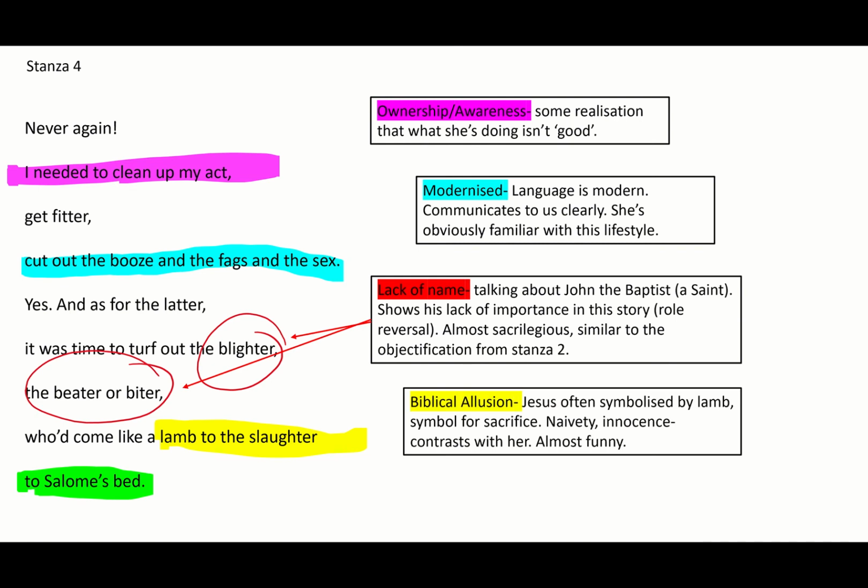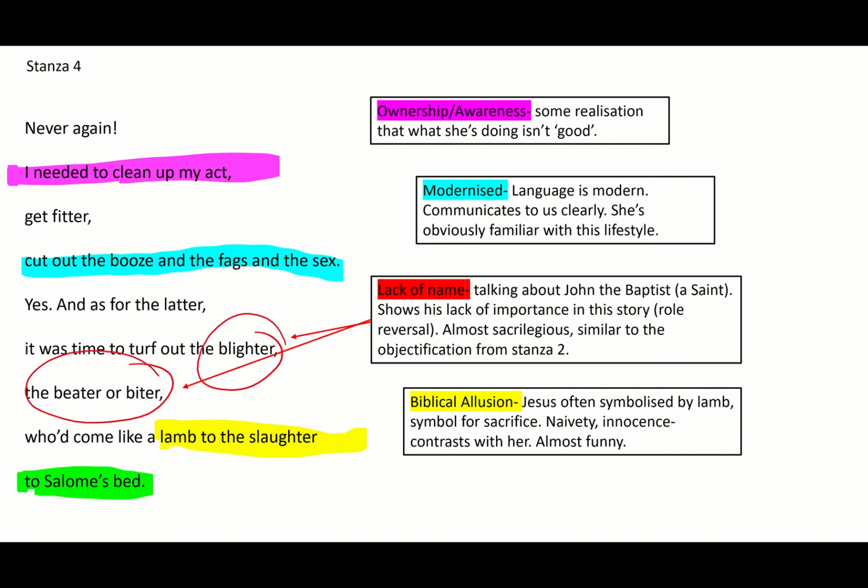And who'd come like a lamb to the slaughter to Salome's bed. So lamb to the slaughter is a biblical allusion again. In paintings and art, Jesus is often symbolized by a lamb. And that's also used as a symbol for sacrifice. So this kind of naivety and innocence, this purity, this lamb to the slaughter, contrasts very much with her and the way she's presented herself. She is not naive, she is not innocent, she is certainly not pure. So it's almost funny to us, like she's creating this contrast and she's almost having a laugh, I think, at this point.